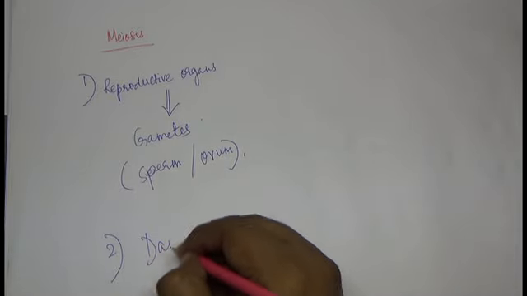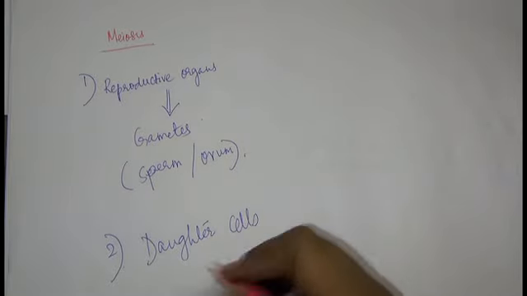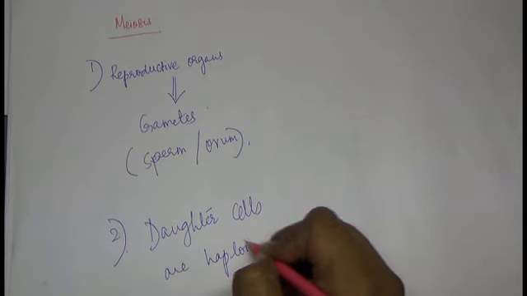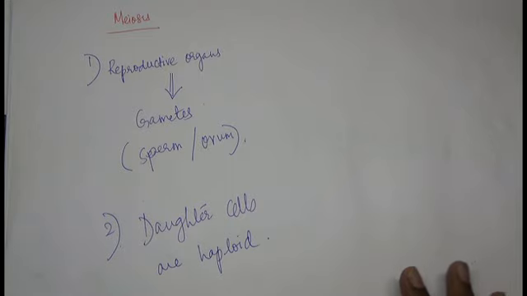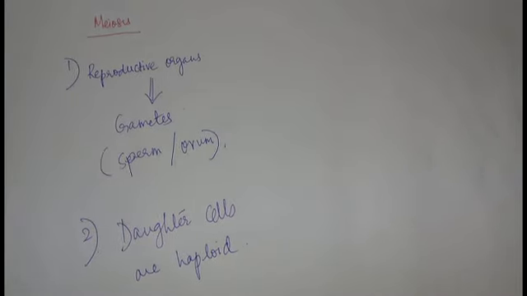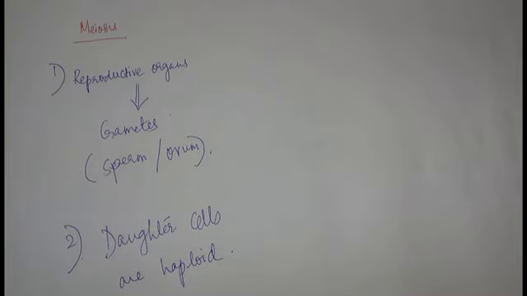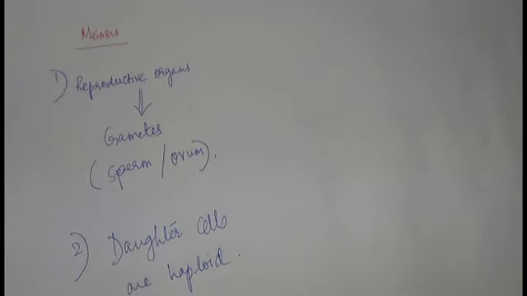The second point which we know about meiosis is the daughter cells are haploid. Clear? But one major importance of meiosis is recombination. It is recombination, or also called the cross joining. What do you mean by this recombination? What do you mean by cross joining?